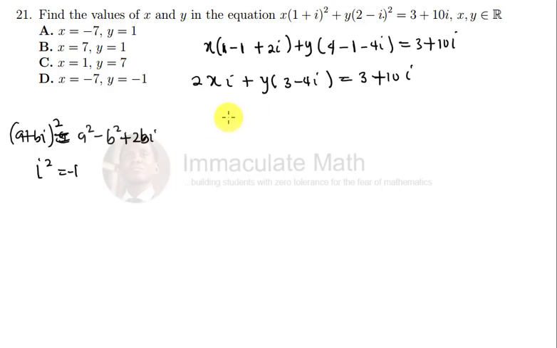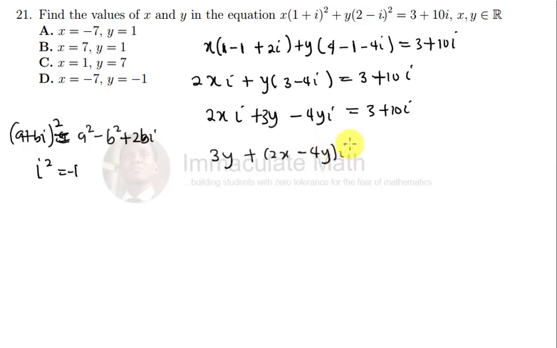If I expand this further, I'm going to have 2xi plus y times 3, which is 3y, then minus 4yi, to be equal to 3 + 10i. So let me rearrange a little bit. I'm going to have 3y plus (2x − 4y)i to be equal to 3 + 10i.